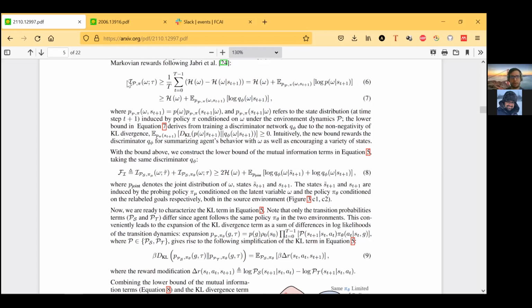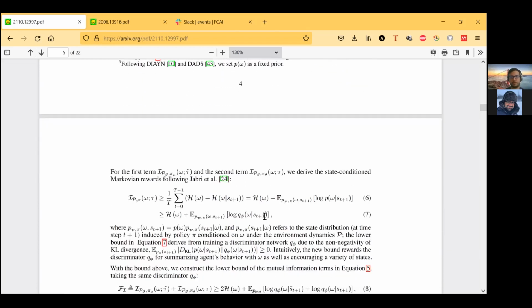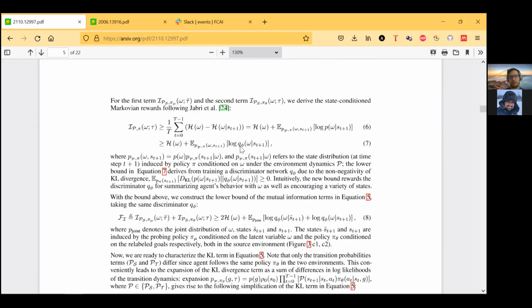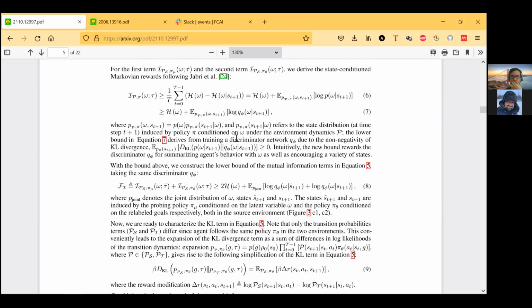And this is for one of the mutual information terms. And you can do exactly the same, with the same inequalities, to bring the other mutual information term to something that also depends on the state. And so in their implementation, they use the same kind of density, the same discriminator for both. So the only difference is that one is on trajectories generated by pi mu, and the other one is on trajectories generated by pi theta. But it's the same process.